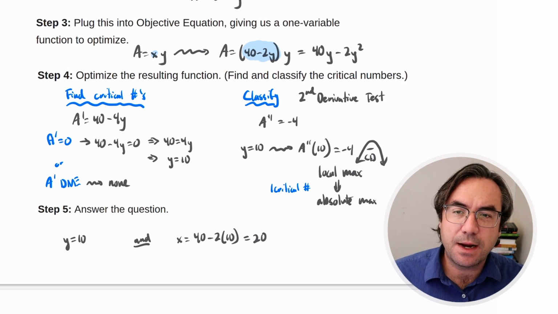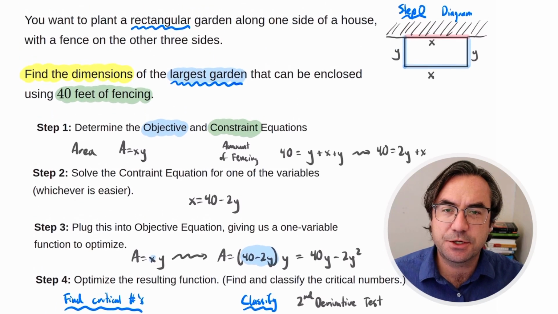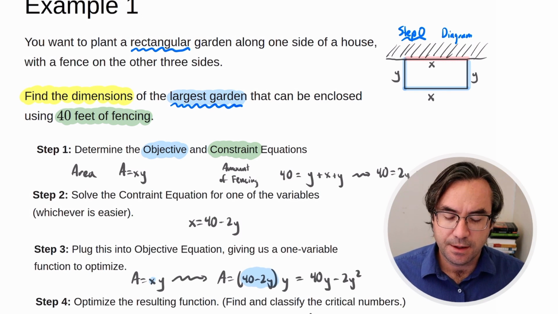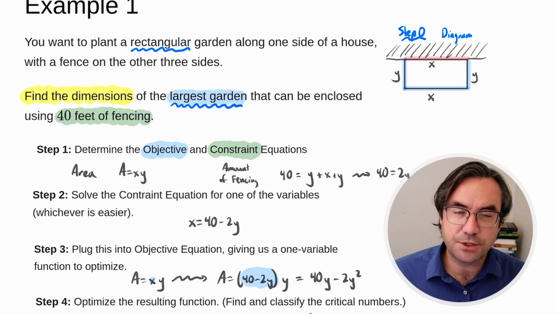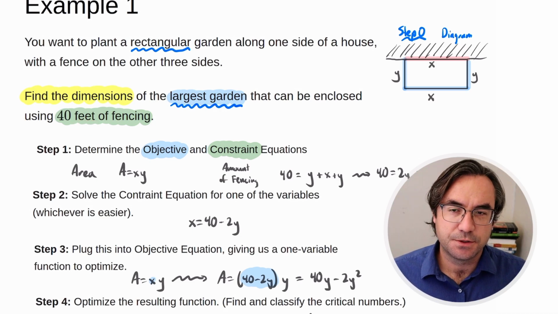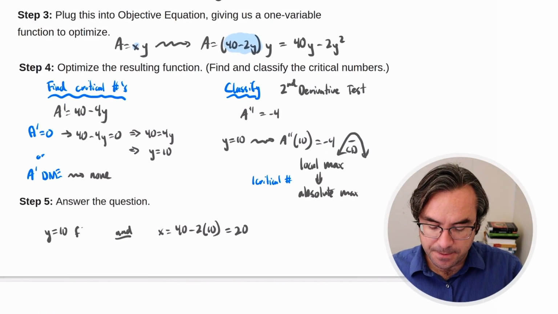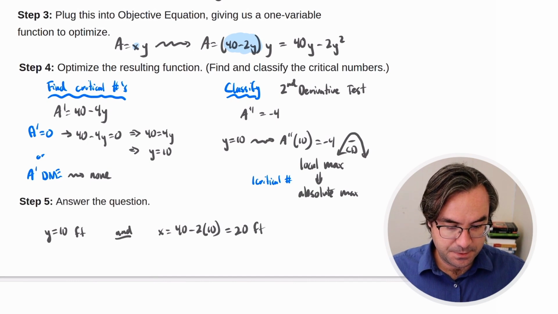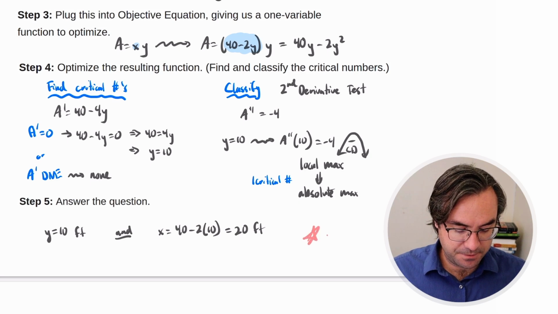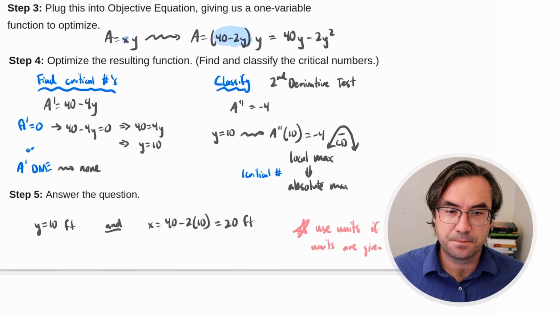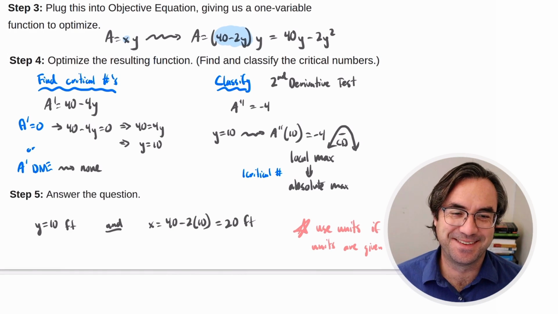And again, for these applied problems, one thing with answering the question, we just want to make sure, are units given? If units are given in the problem, then our answer should have units. And in this case, yeah, we're measuring length here in terms of feet. So our units for x and y are going to be feet. So this is an easy thing to forget. Make sure your answer includes units if units are given. So you don't want to forget the units.